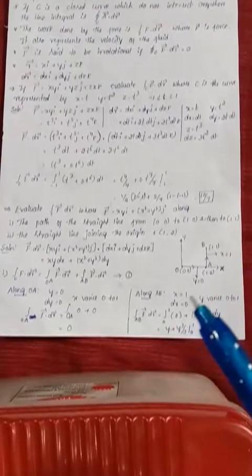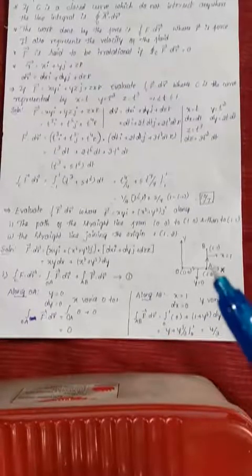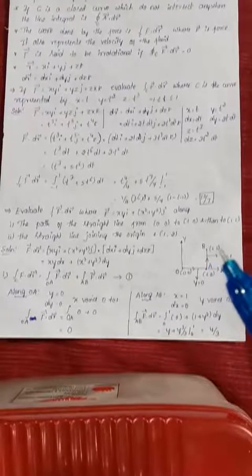Along AB, for this line the representation is x is equal to 1. Find the derivative of x: here dx, 1 is a constant, and differentiation of a constant is 0. We take the substitution of the x value, that means we get x in terms of y. That's why we take the limit as y varies from 0 to 1. Here this point y value is 0, here this point y value is 1. So here 0 to 1.